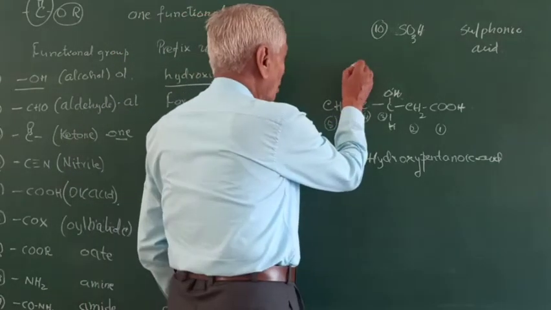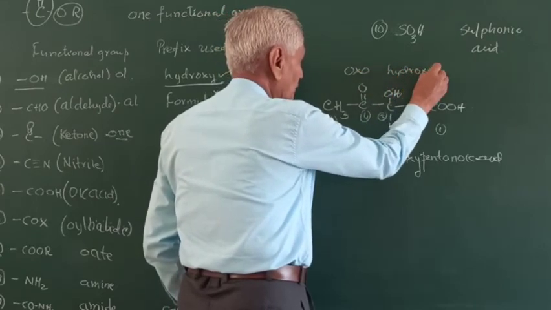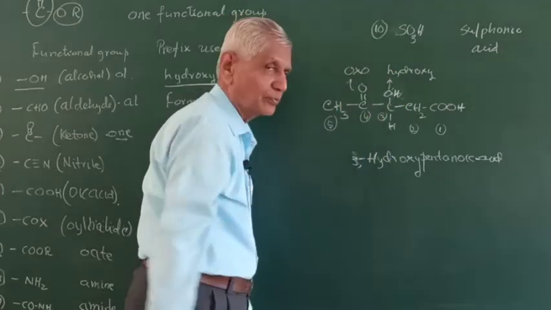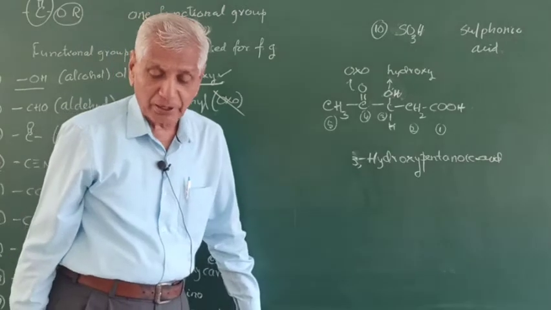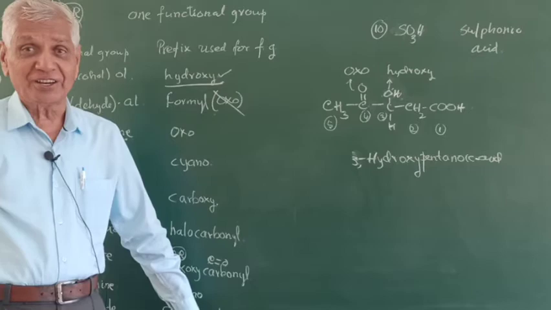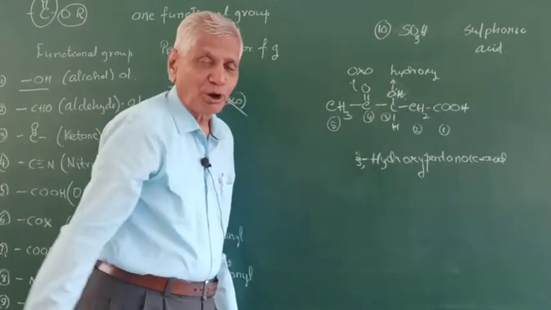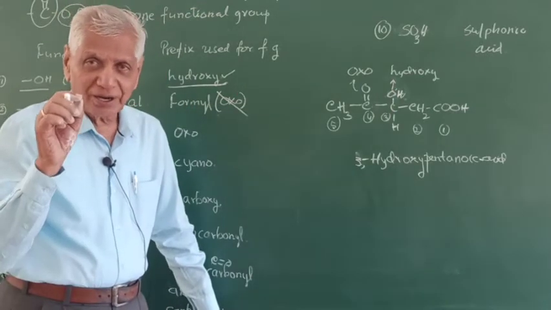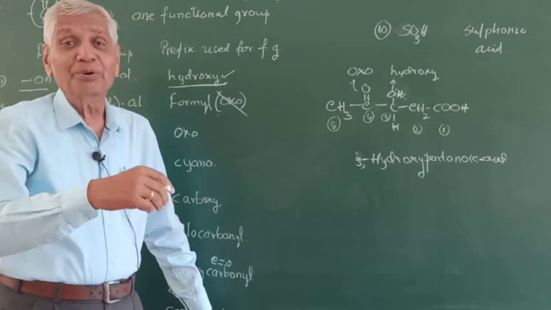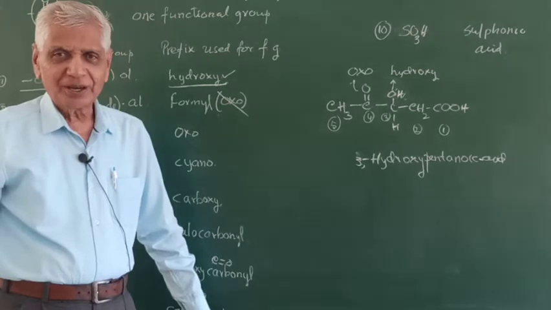This starts from oxo, this is hydroxy. This starts from H, this starts from O. Alphabetical order: A, B, C, D, E, F, G, H, I, J, K, L, M, N, O. So H comes first, therefore you call it 3-hydroxy 4-oxo pentanoic acid. Very simple. Is that clear?